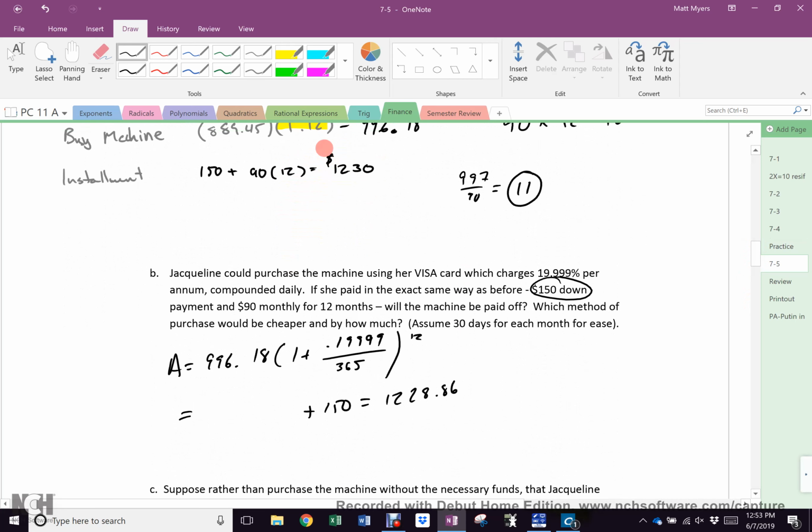So, to work with the store, she pays $12.30. To work with Visa, she pays almost the same. Right? $2 difference.